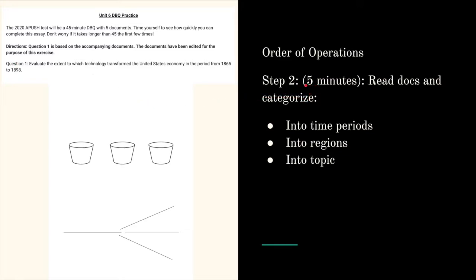So this should be 5 minutes. I'm thinking they'll give you some pretty short docs for a 45-minute essay. So in 5 minutes, you should read the docs and kind of have an idea of how to categorize them.